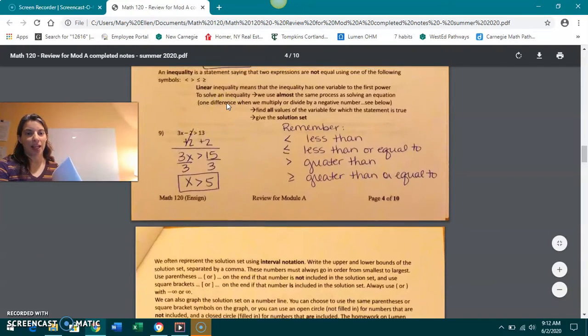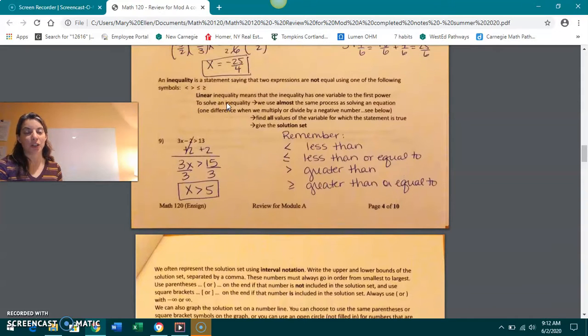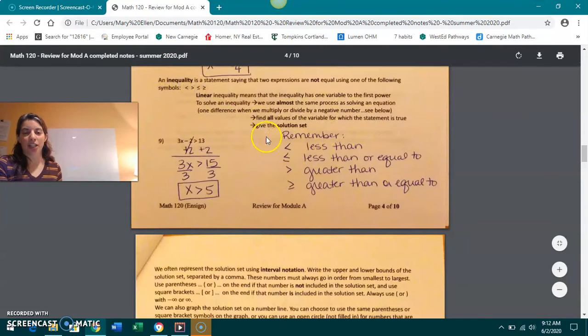So it's a statement saying that two expressions are not equal. An equation says the two sides are equal, and an inequality says they are not equal, and it uses one of these symbols, which I just reminded you over here what they mean. So this one is less than, this one is less than or equal to. You can remember these because they're like a tipped L. The ones going the other way are greater than or equal to.